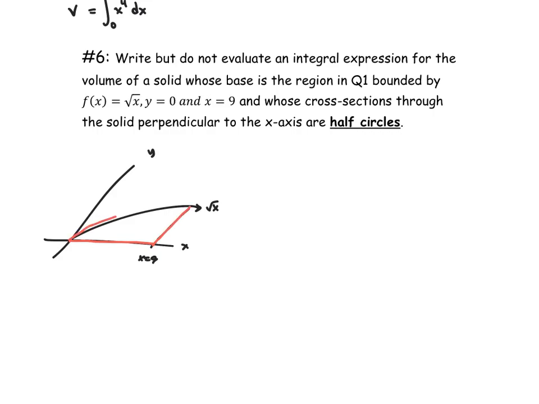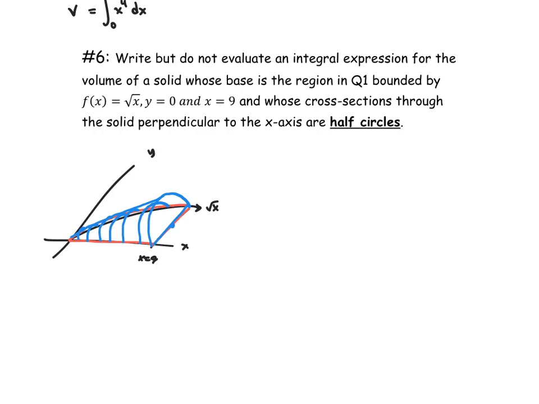That's nice and clean. Okay, whose cross sections perpendicular to the x-axis are half circles. Let's sketch a half circle here. So a half circle would look kind of like that. Another half circle would look kind of like that, and like that, and like that. So you can see this kind of take shape. It's not perfect.